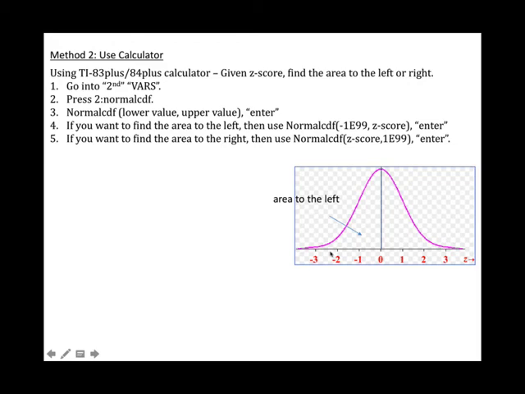But this time, I want to use the calculator. You could see this is a normal CDF, lower value to upper value. The lower value is talking about the value on the left in here. What is the smallest number in this point here? We call this negative 1E99. Negative 1E99 means negative 1 times 10 to the power of 99, which is really small numbers.